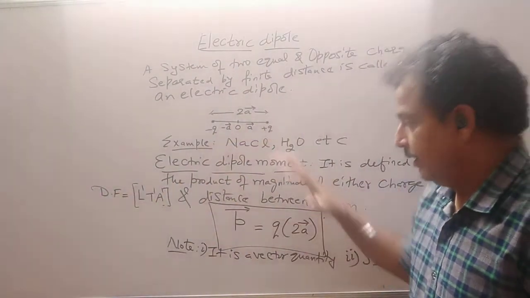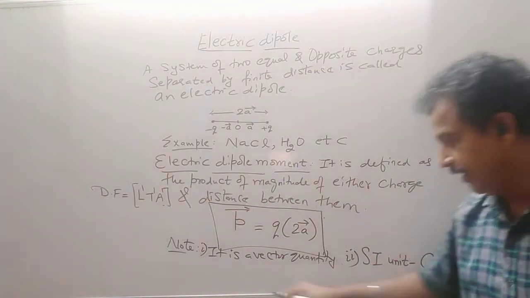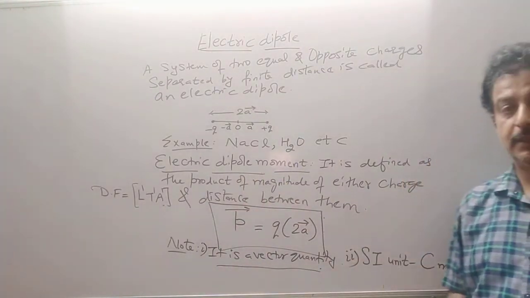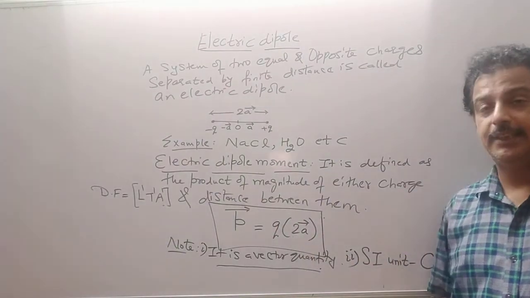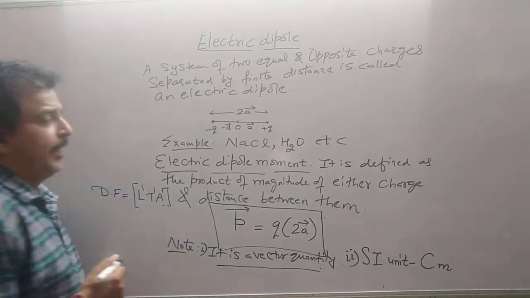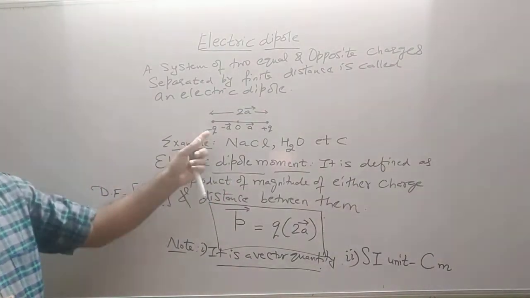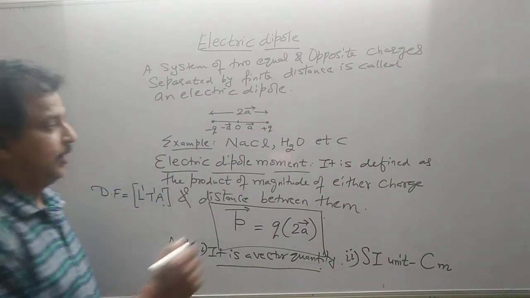So this is the basic information about the electric dipole moment. Now we have written it is a vector quantity. Now if it is a vector quantity, it should have some direction. By convention, the direction of electric dipole moment is taken from negative charge to positive charge.